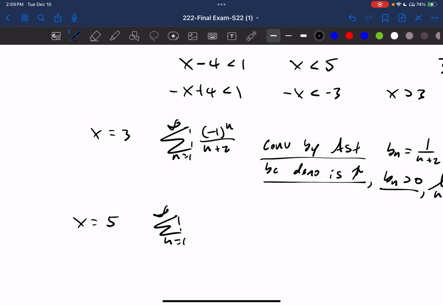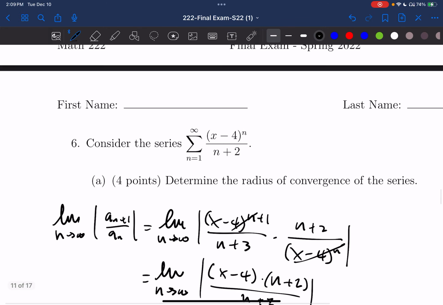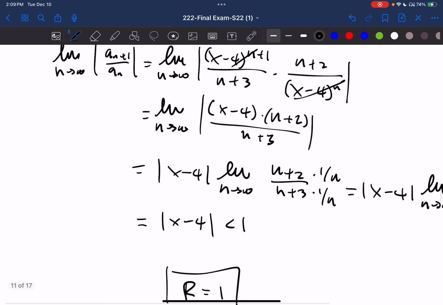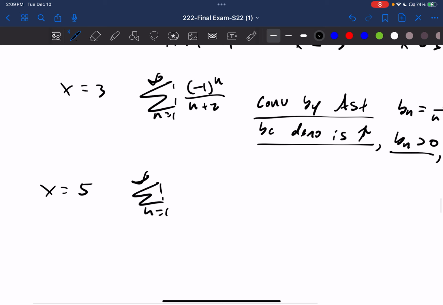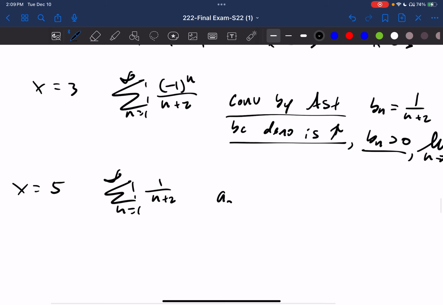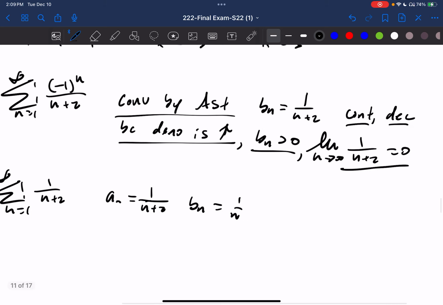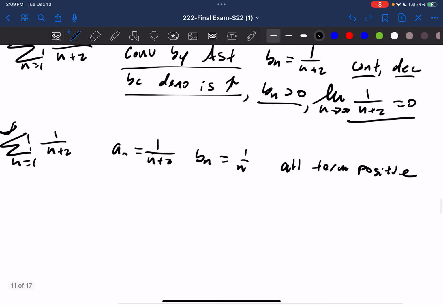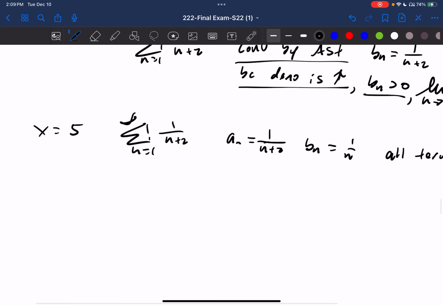We will get 5 minus 4, which is just 1. So we're going to get 1 over n plus 2. If we set a of n equal to 1 over n plus 2, and b of n equal to 1 over n, and we say all terms are positive, meaning a of n and b of n are both positive, we can apply limit comparison.